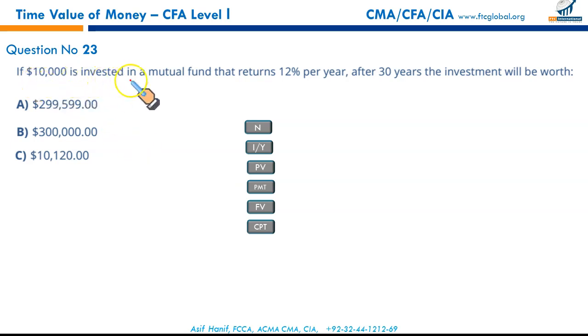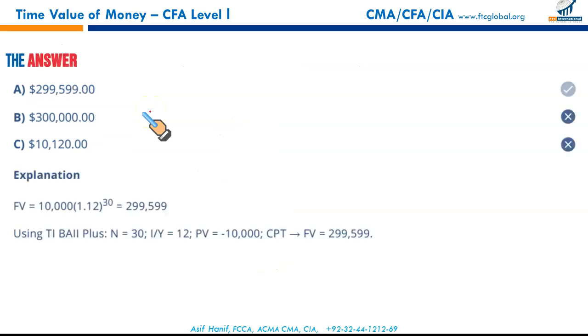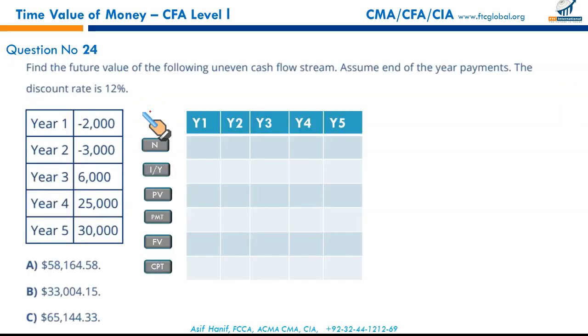If $10,000 is invested in a mutual fund that returns 12% per year, after 30 years the investment will be worth... A very straightforward question, no twist in it. Present value $10,000. Payment is 0. Simply punch in these numbers, compute future value, you will get 299,599 positive. So that makes A the correct option. Straightforward question for practice.